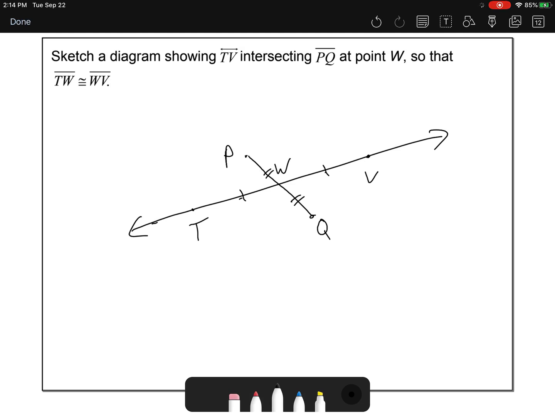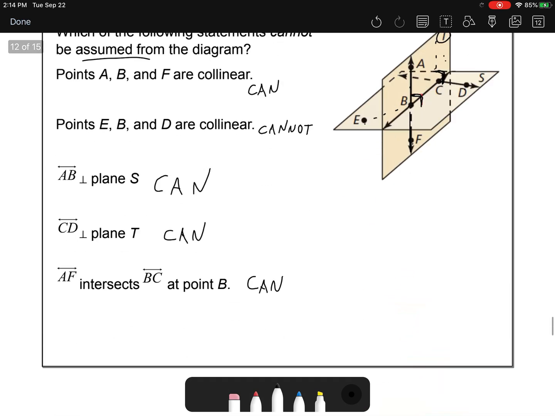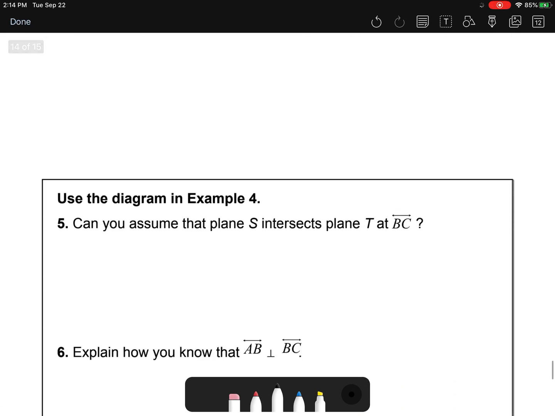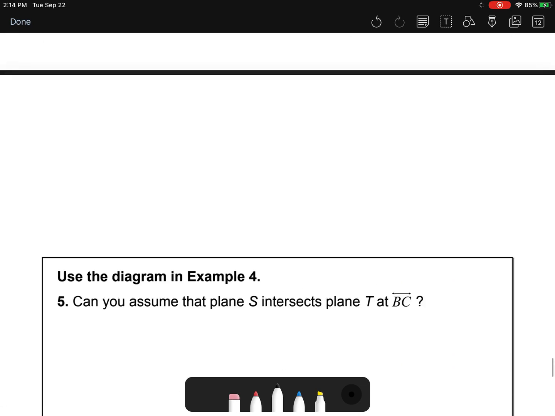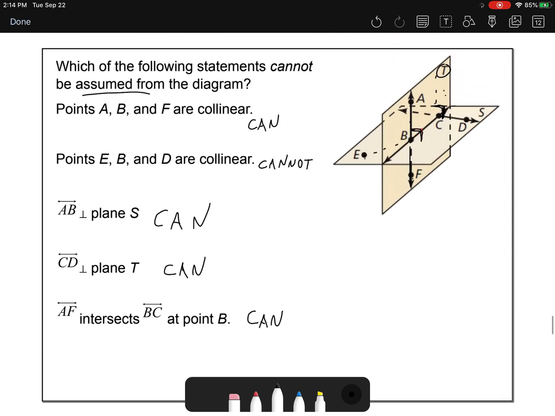Now, name a pair of supplementary angles in the diagram. This goes back to our last lesson. Name a pair of supplementary angles. Well, that would be any two angles that add up to 180, right? So these two would be supplementary. Angle TWQ would be supplementary with angle QWV, as well as these two. So we could go around. There are 4 pairs that are supplementary.